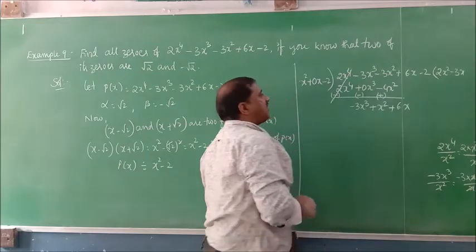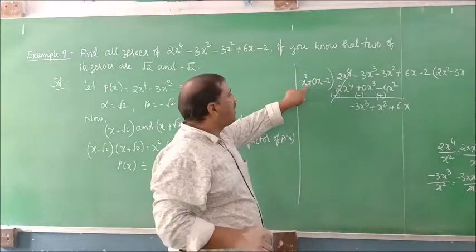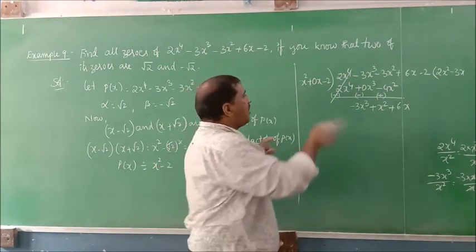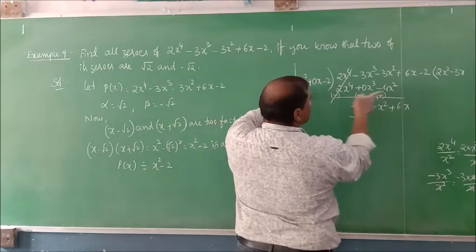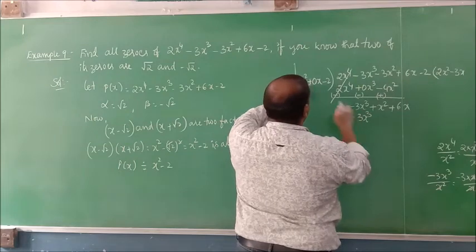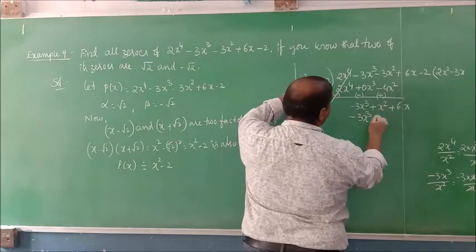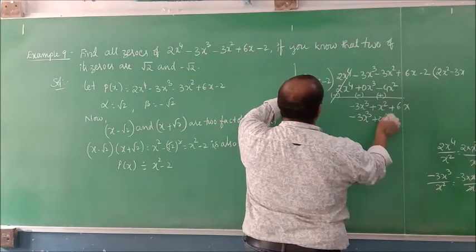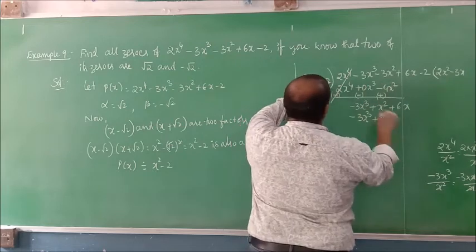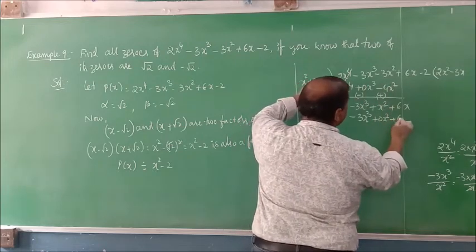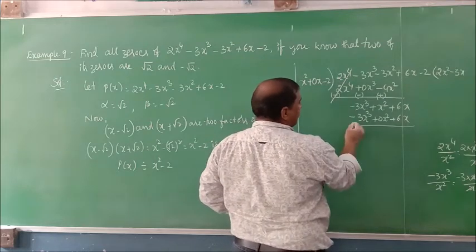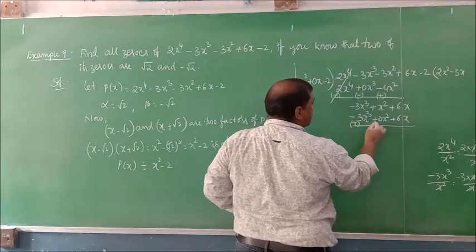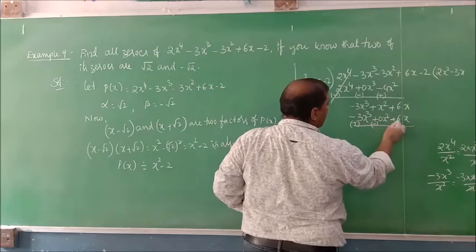Then multiply with the minus 3x: x square plus 0x minus 2. Plus into minus is minus, 1 into 3 is 3. x square into x is x cube. Plus 0 into 3 is 0x square. Minus into minus is plus, 2 into 3 is 6x we got. Now subtract. Minus will become plus, and plus will become minus.